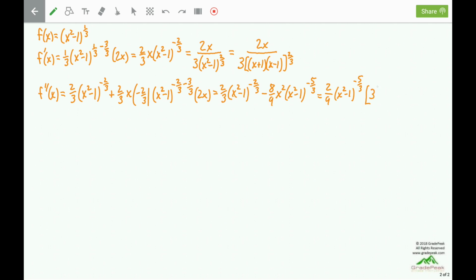Three times x squared minus 1, and then minus 4x squared. So this is 2/9 x squared minus 1 to the negative 5/3 power. We can distribute the 3 in here, which will be 3x squared minus 3. And then we have the negative 4x squared.